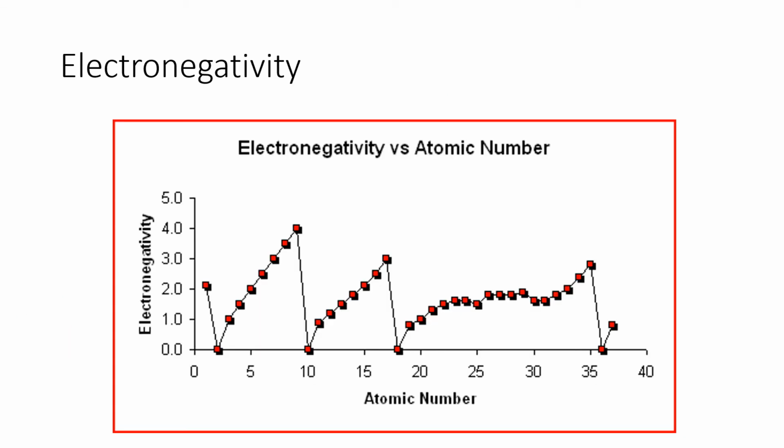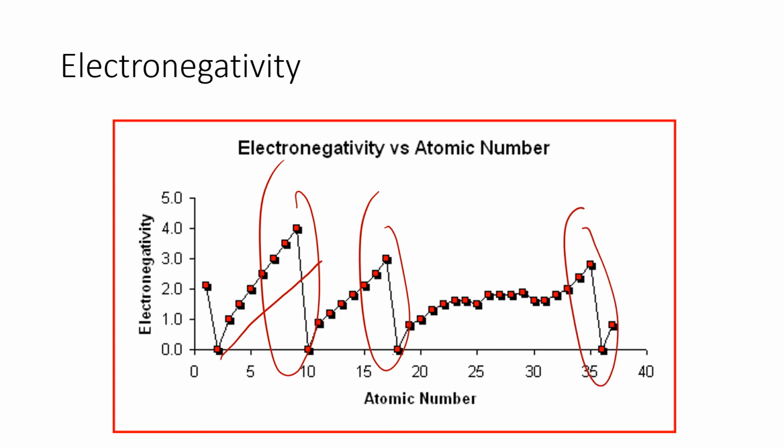So again, electronegativity versus atomic number. It increases as you go across, but what happens here that causes it to drop to 0? What elements are these? Those are the noble gases. So they're not going to want to pull electrons towards them because they already have their full octet.